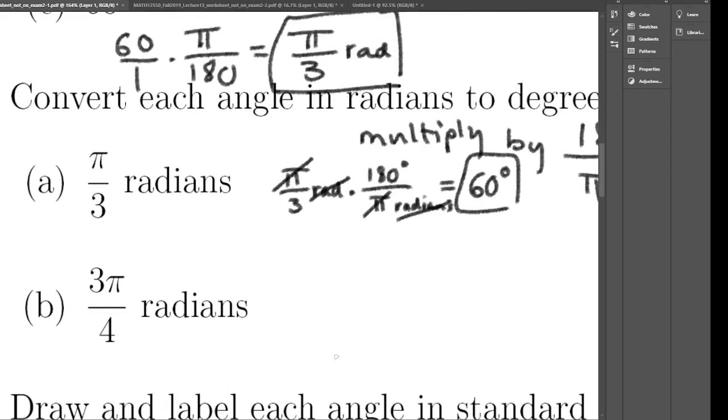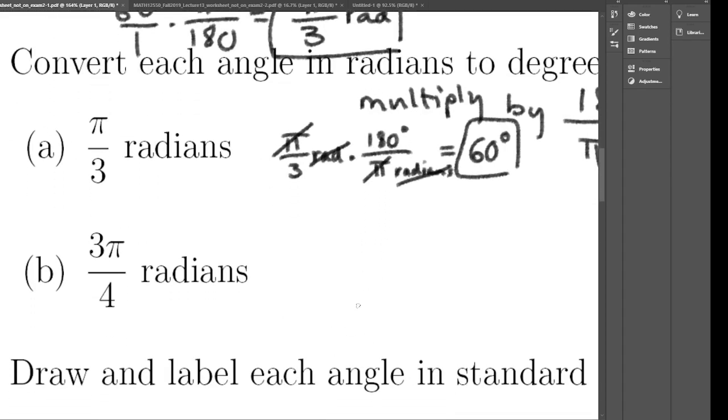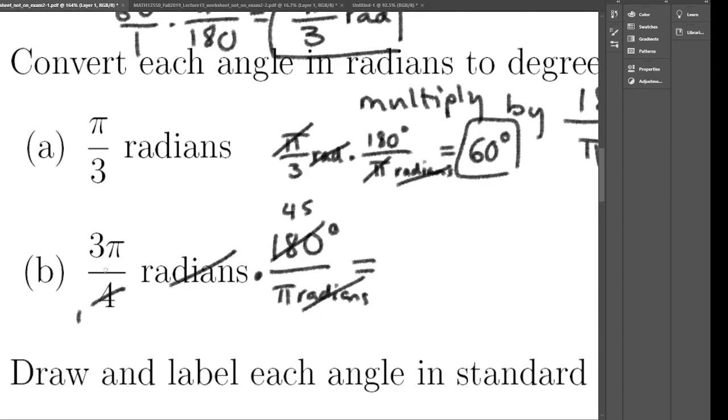3 pi over 4 radians, again, we saw this as an answer, well, we saw negative 3 pi over 4 radians, but if I multiply this by 180 degrees over pi radians, again, my radians cancel, so I'm left with degrees as my unit. 3 pi over 4 times 180. 180 and 4 have a common factor of 4, so that becomes 45 over 1. 3 times 45, we saw earlier, is 135. The pi's cancel, so we get 135 degrees.